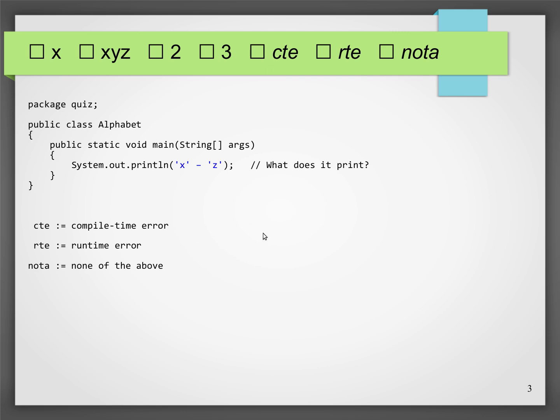CTE stands for compile time error. Maybe it crashes at runtime. RTE stands for runtime error. Or maybe it's none of these choices, right? This is none of the above, although the options are to the left. Maybe I should have written none of the left, but that's not a very common abbreviation. None of the above means anything else, any other answer you may come up with.